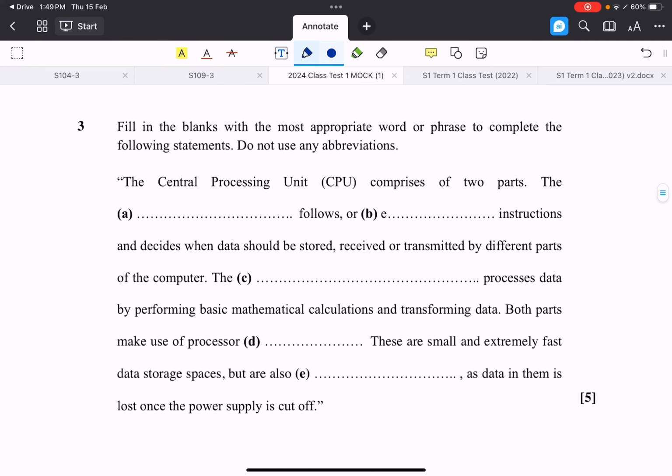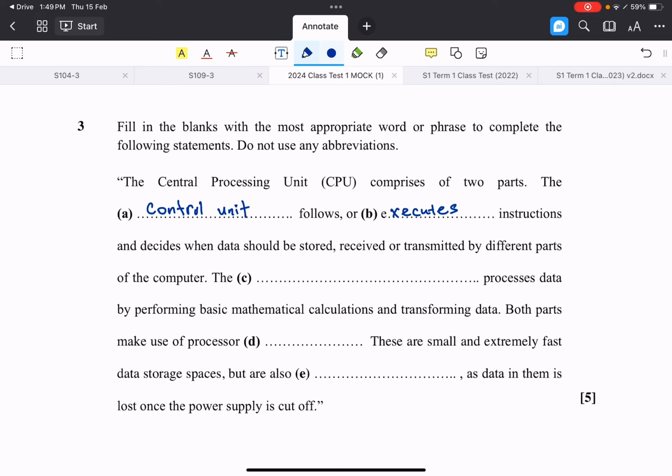fill in the blanks with the most appropriate word or phrase to complete the following statement. Do not use any abbreviation. So the central processing unit, the CPU, comprises two parts. So what are the two parts? Well, the first part that does the instruction is called the control unit. What it does is that it executes the instructions and decides when the data should be stored, received, transmitted by different parts of the computer.